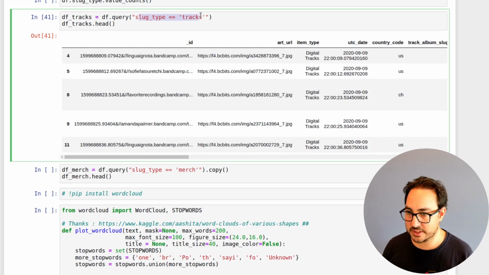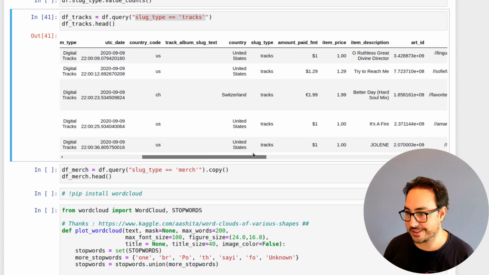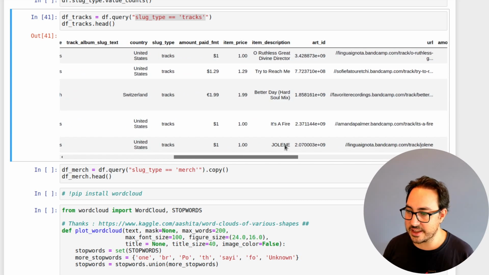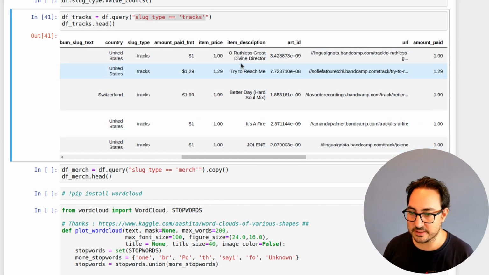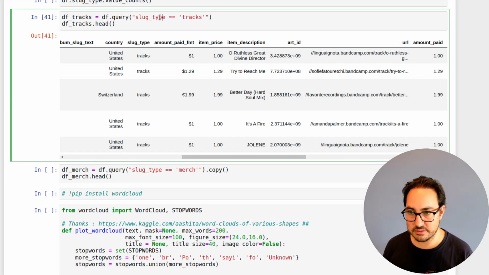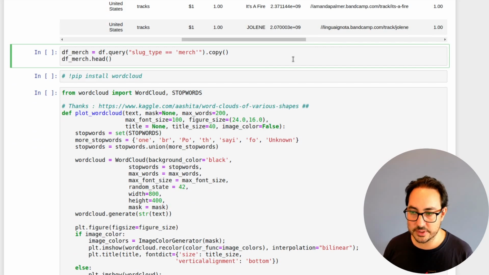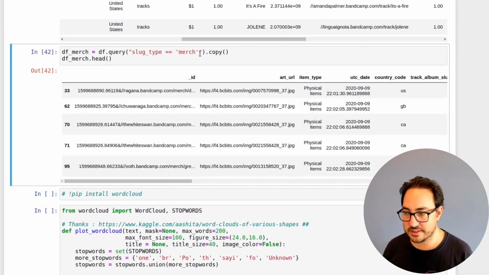I'm just keeping the data where the slug type equals tracks. So I just want the tracks item. And the idea is to use this item description that has the song title and use them to make some plots and to get some insights from it. So you could do the same with the merge slug type also.